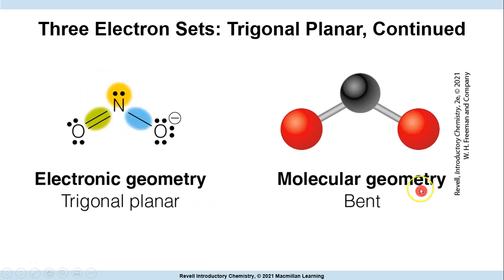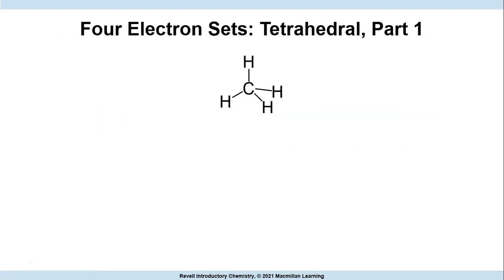Okay, now what about the molecular geometry? We've said for the molecular geometry, we consider only the atoms that are bonded. Here, this is a lone pair, so it is not going to be considered for the molecular geometry. So we know that the lone pair here will repel the bond pairs, and the shape of the nitrite ion here is going to be bent. Same thing for water. We'll see that when we're talking about 4 electron sets.